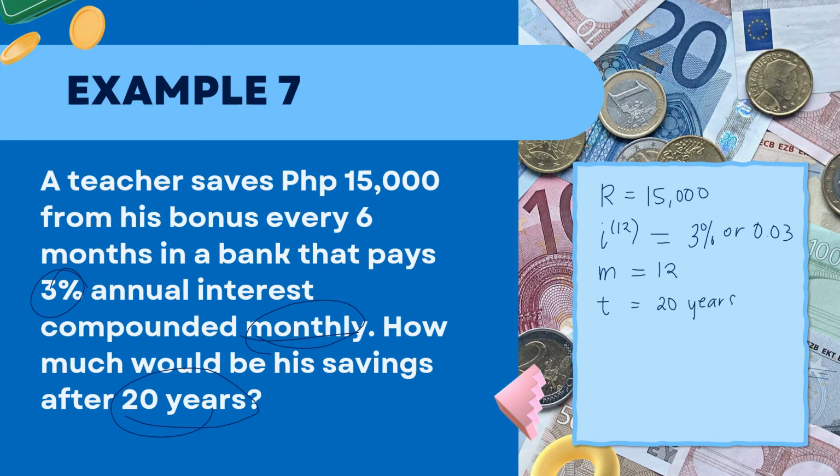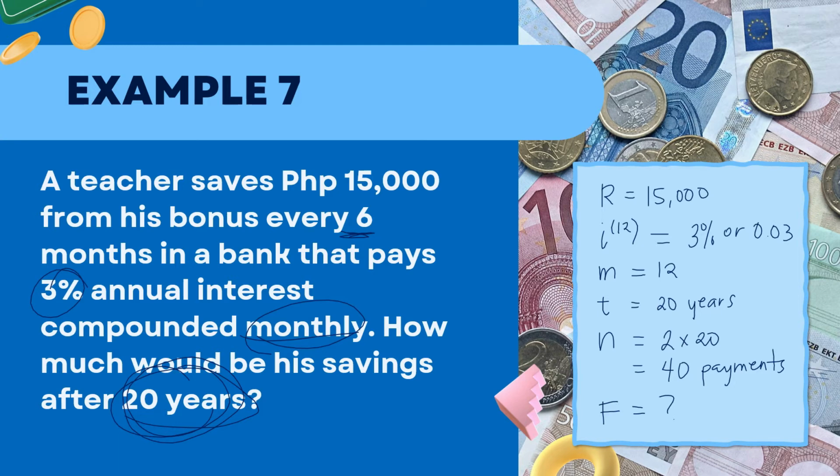Then, ilan po ba yung ating number of payments? Sabi dito, since 20 years siyang maghuhulog at every 6 months siya magde-deposit, or sabihin na natin semi-annually or twice a year, ibig sabihin, 2 times 20 lang po natin yan. Therefore, ang number of payments natin is 40 payments. Ang tanong dito, how much would be his savings after 20 years? Ibig sabihin, ang hinahanap na naman po natin dito ay yung future value ng kanyang savings after 20 years.